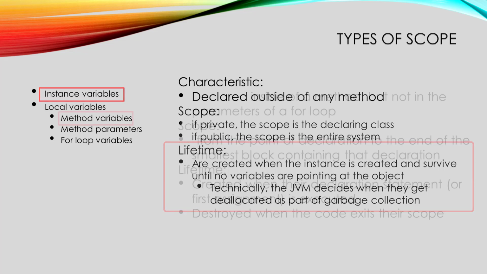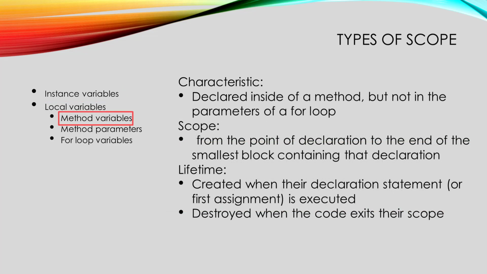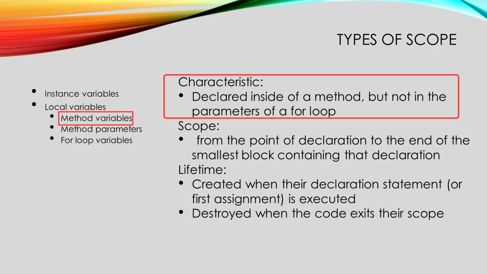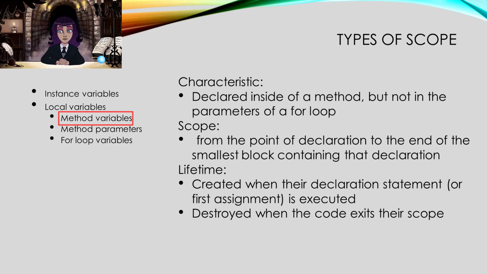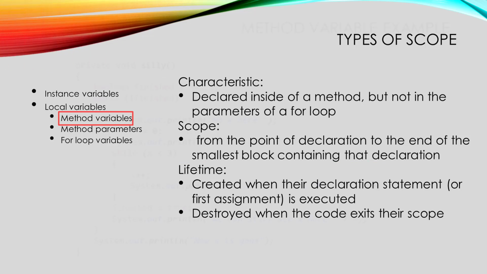The first type of local variable we're going to talk about are method variables. These are variables that are declared inside a method, but not in the parentheses at the top of a for loop. The scope of these variables is from their declaration to the end of the smallest block containing that declaration. You totally need an example for that.